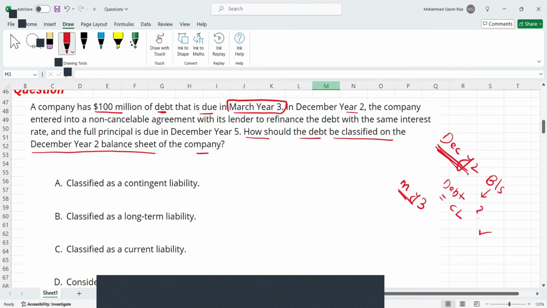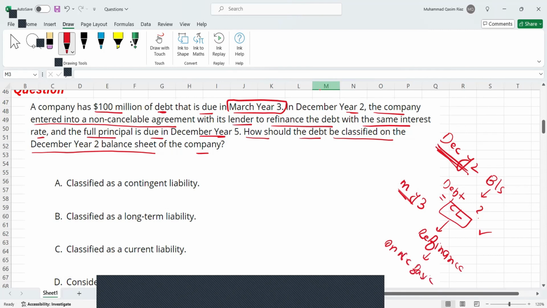Then next part of the question, in December year 2 the company entered into a non-cancelable agreement with its lender to refinance the debt with the same interest rate and the full principal is due in December year 5. Now what happened here, guys? So we have our liability which was current liability at our reporting date, right? This current liability is going to refinance on non-current basis.